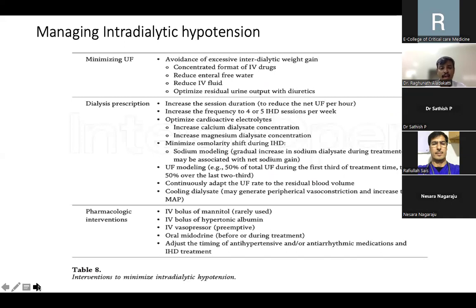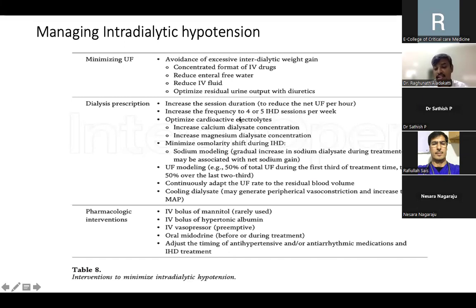When you are using hemodialysis, especially intermittent hemodialysis, the risk of hypotension is very high. To reduce hypotension, you can minimize the ultrafiltration. Instead of 2 liters, make it 1 liter or even 500 ml. Have more sessions, and also reduce IV fluids and IV drugs. This can be done. For the dialysis prescription, increase the session duration. Instead of 3 hours, make it 6 hours.